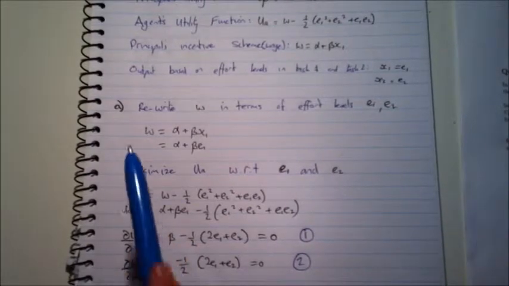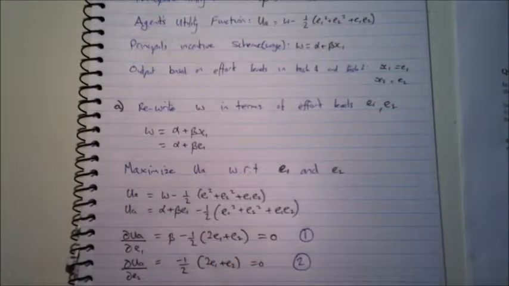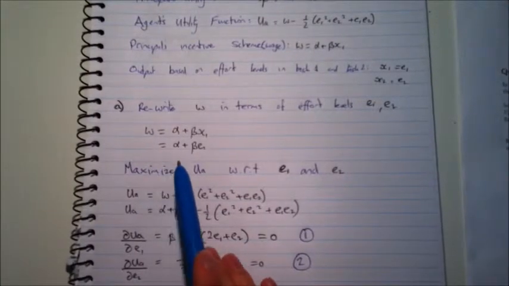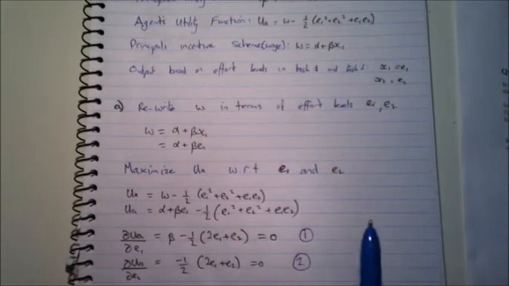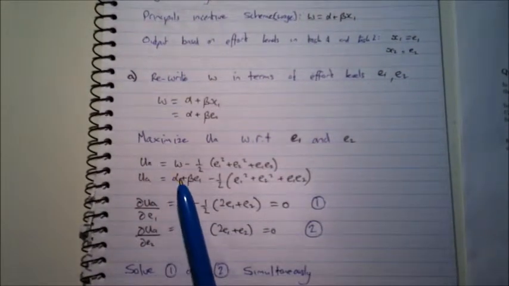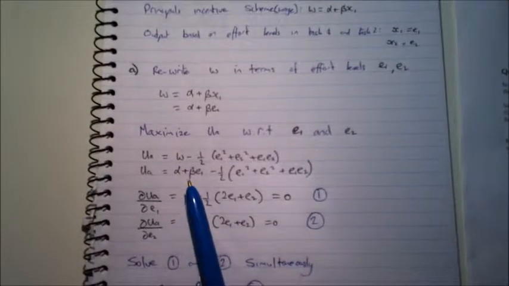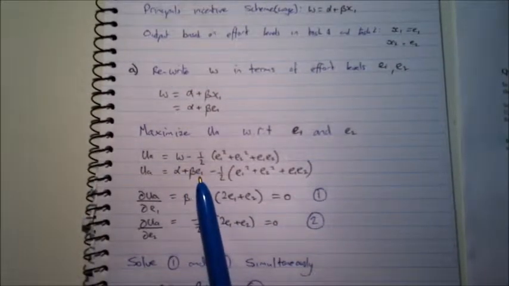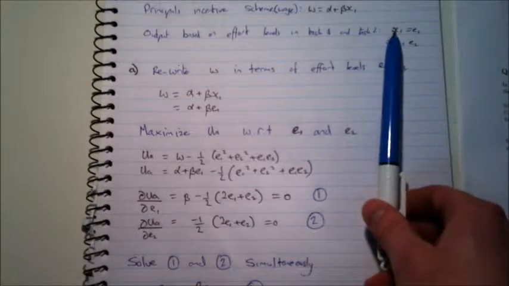So before I begin, I like to rewrite the wage in terms of the effort levels E1 and E2. So as you can see, I've done there, wage now is equal to alpha plus beta E1. So in order to find the effort levels of the agent, we need to maximize the utility levels of the agent with respect to effort 1 and effort 2. So again, we substitute, rather than writing wage, we write alpha plus beta E1, because instead of writing x1, I'm now writing E1.